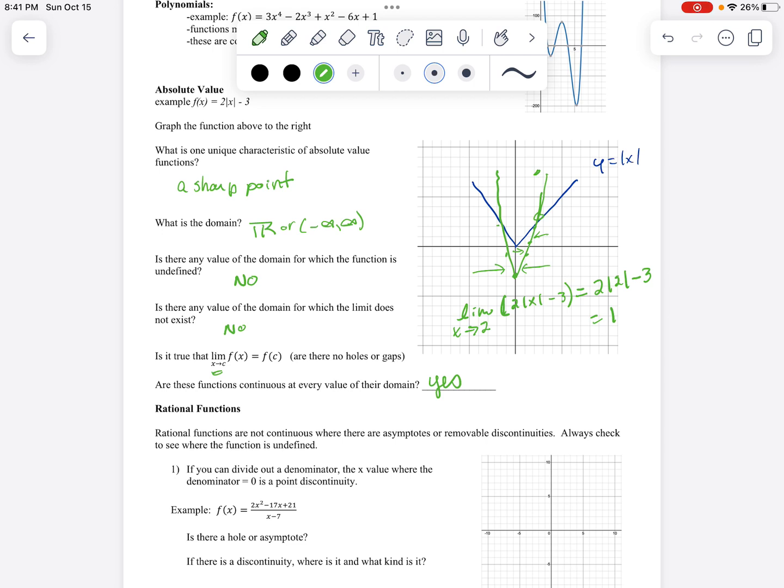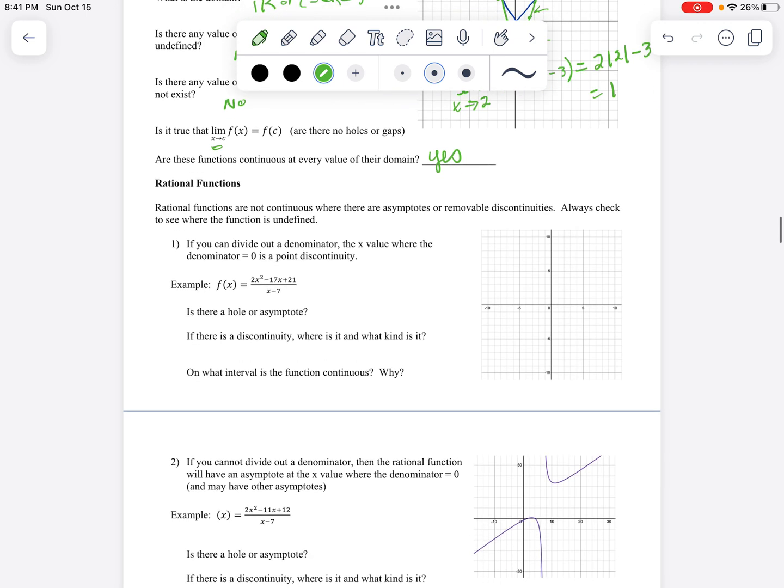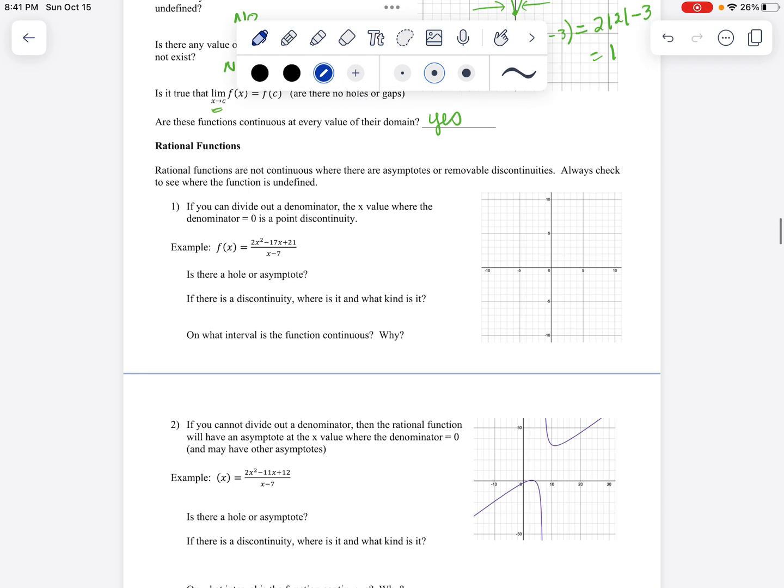It definitely is continuous. Now we're going to get into our problem functions, the rational functions. Rational functions are not continuous where there's asymptotes or removable discontinuities. You always have to check to see where the function is undefined. So first case scenario is we know rational functions. They're a fraction. And the problem with the fractions is, where is the denominator 0? So in our example, there is going to be a problem where x equals 7.